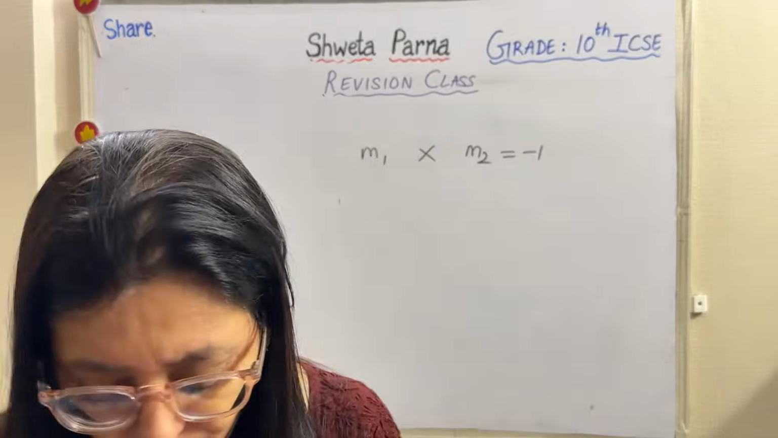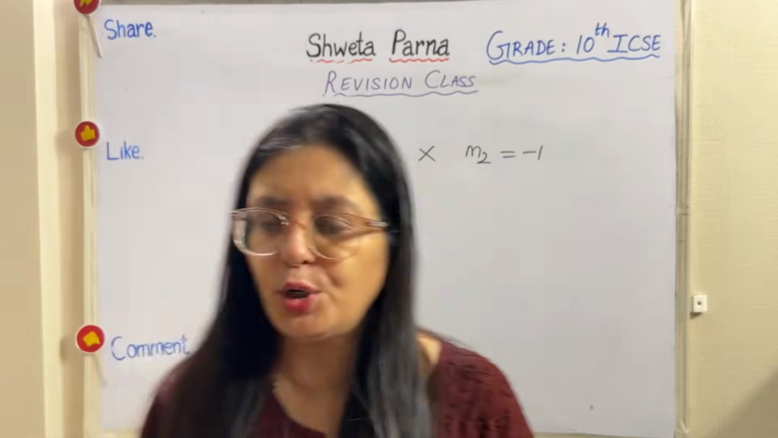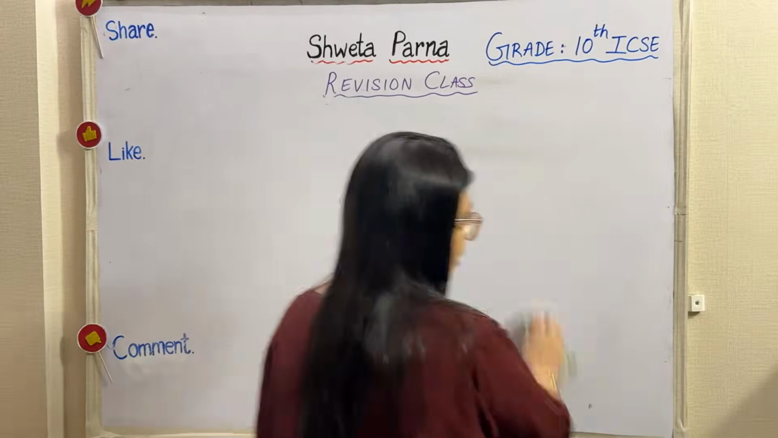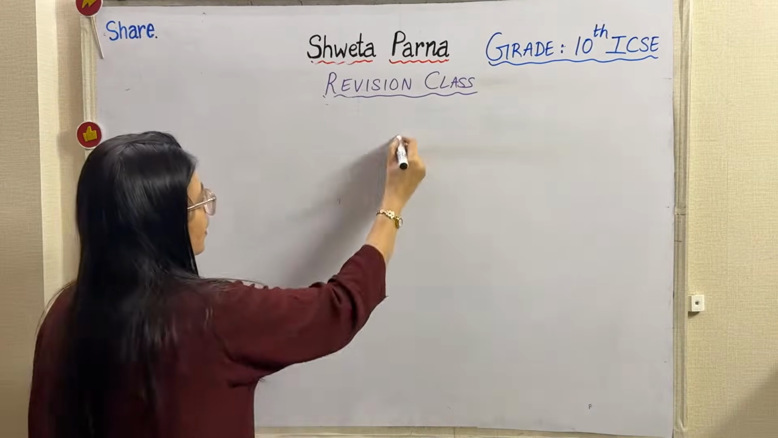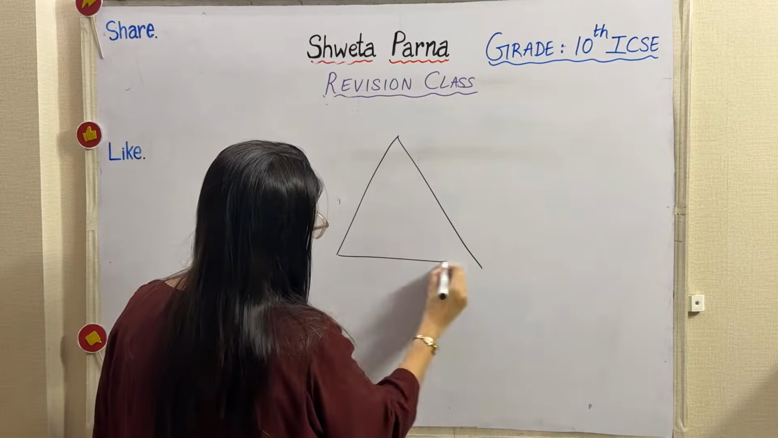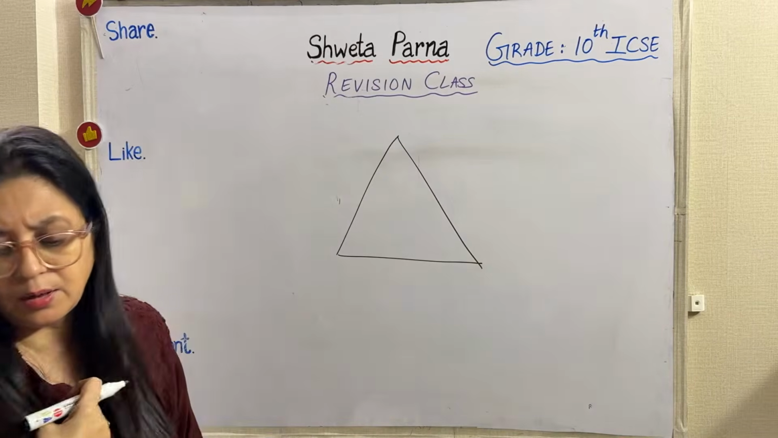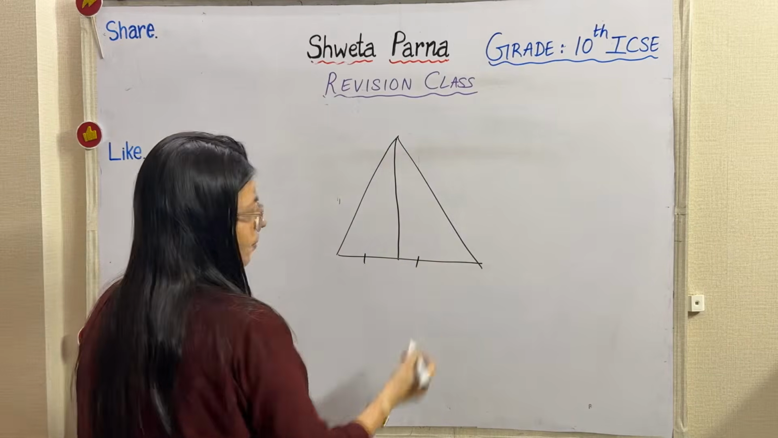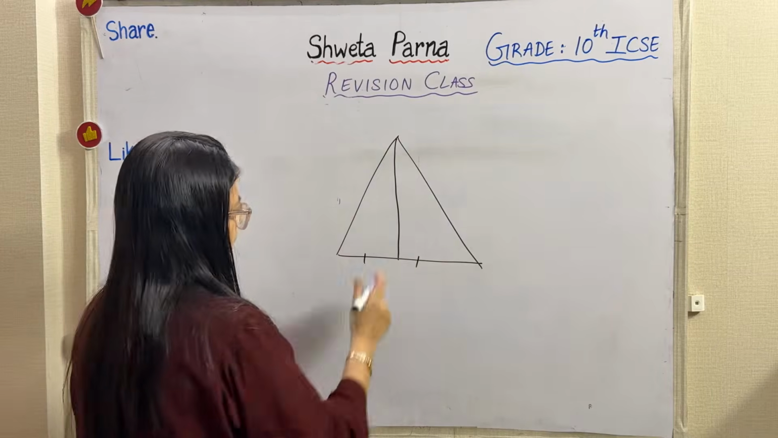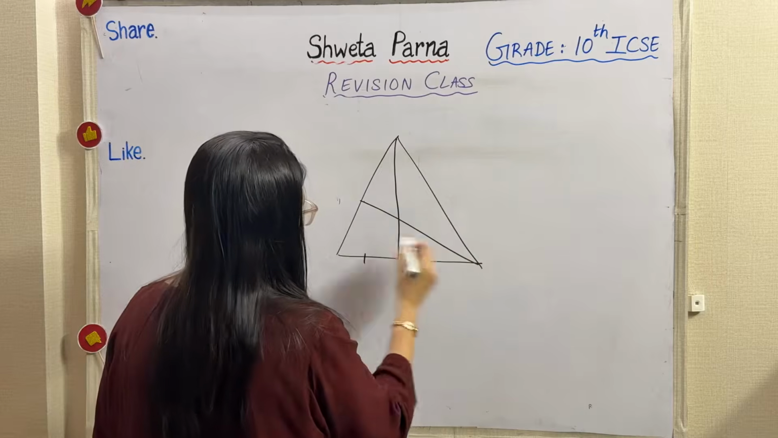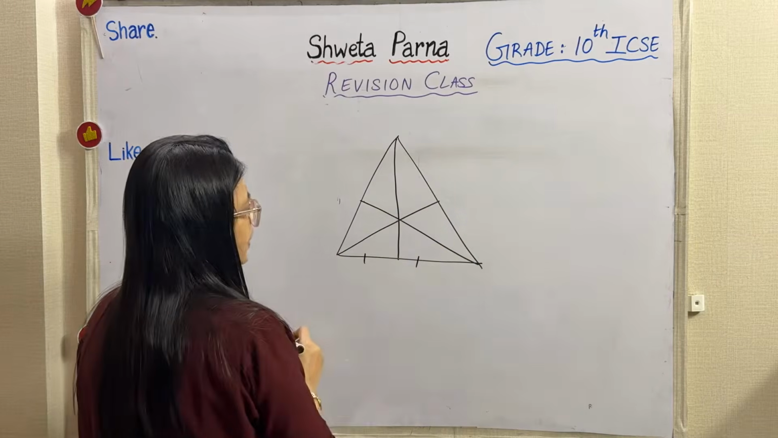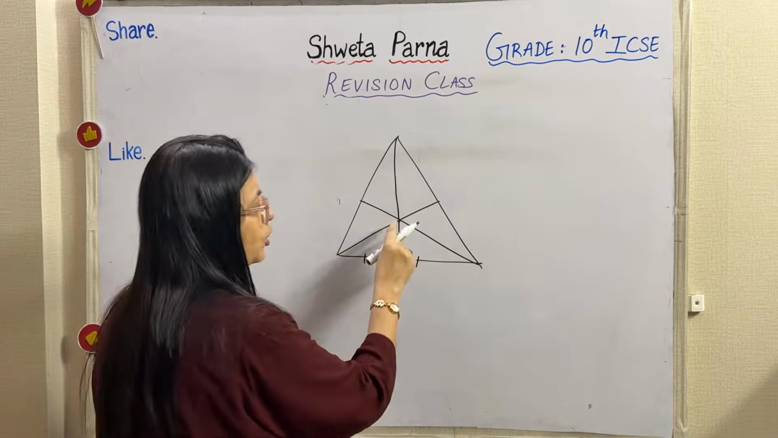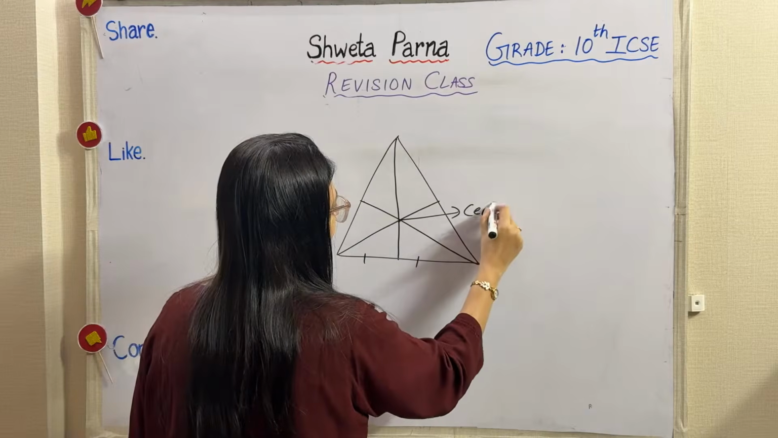Then comes the word centroid. What do you mean by the word centroid? Wait, I want to explain centroid and orthocenter so that you are clear. See here, a triangle is given to you. Now I draw three medians. Medians means they intersect the line segment at equal halves. These are the three medians. The point of intersection of the three medians is called the centroid.